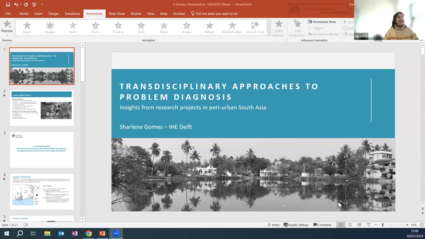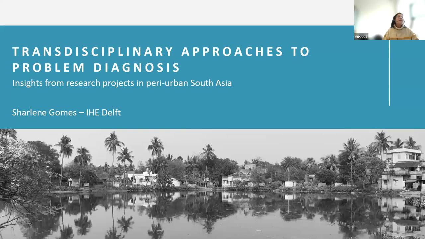Okay. Hello, everyone. As Yap suggested, today I just want to walk you through two projects that I have been involved in peri-urban South Asia. They were both transdisciplinary projects. I want to focus more on the problem diagnosis stages of these projects, in terms of how they were set up and some of the challenges and strengths in the way that we approached this, because I know that all of the other Transpath project nodes are at similar stages. So I thought it's a nice time to share insights or lessons learned from these ones.